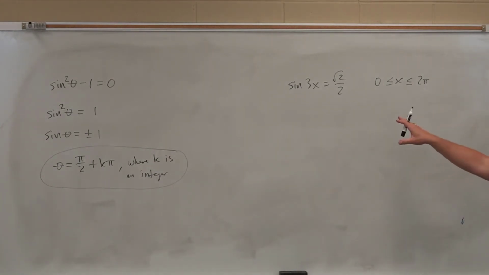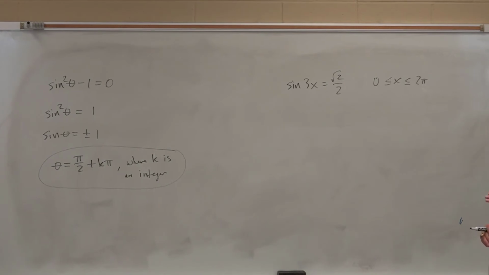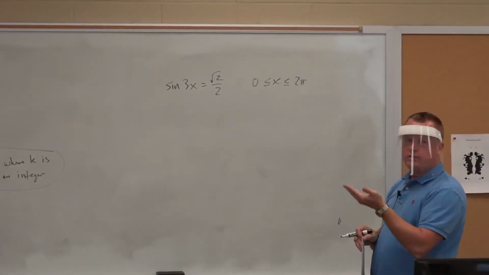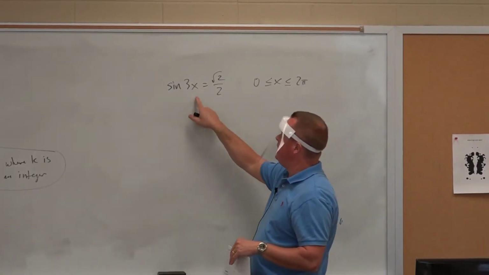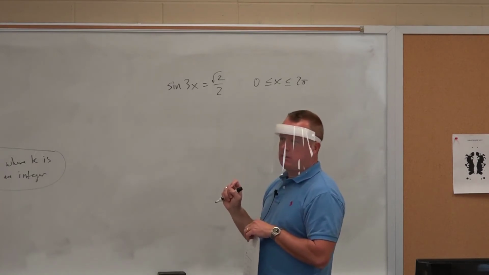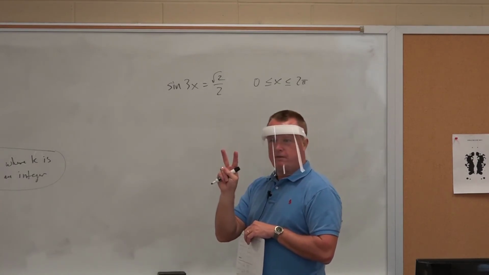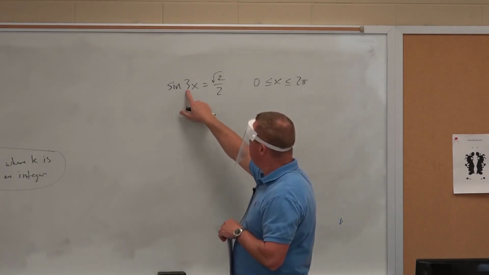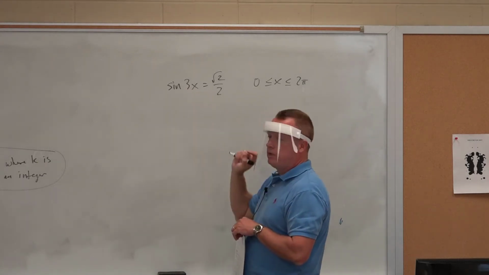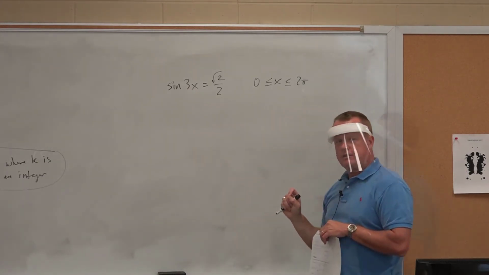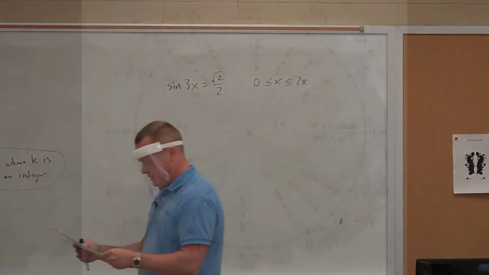Normally, if this equation was just sine x equals root 2 over 2, how many solutions would you have in one revolution of the unit circle? You'd have 2 solutions. Okay? What does the 3 in 3x do, how will that change that, do you think? Well, let's see what happens.